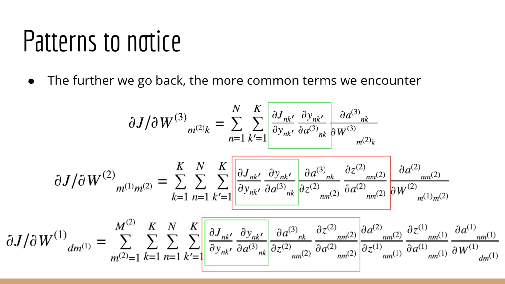It helps to look only at the weight matrix gradients to help see the pattern. As you can see, the first part of the weight update for W3 appears in the gradient for W2. An even bigger part of the gradient for W2 appears in the gradient for W1.